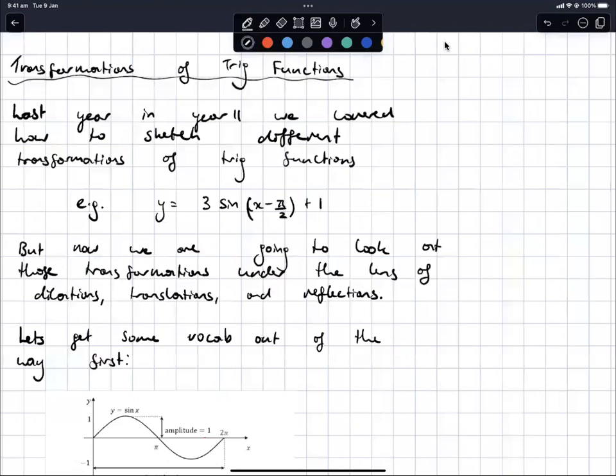Why? Because they're sort of their own class of functions. They're very, very common, so it's handy to have the vocabulary behind them. But we're going to relate both of them together so we can understand. When I talk about the amplitude of a trig function, we're just actually talking about the vertical dilation.